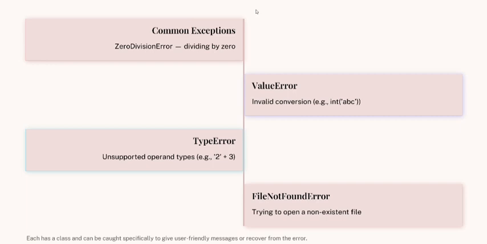Now we will discuss some common exceptions that occur while executing Python programs. Exceptions are errors that happen during program execution. Python provides different exception classes for different types of problems. The important exceptions covered in this section are: number one, ZeroDivisionError, ValueError, TypeError, FileNotFoundError. Let's understand each one.